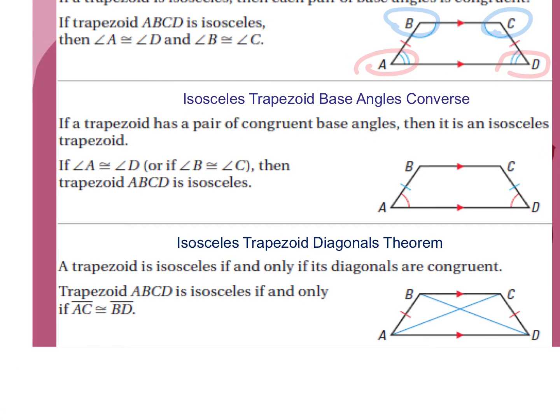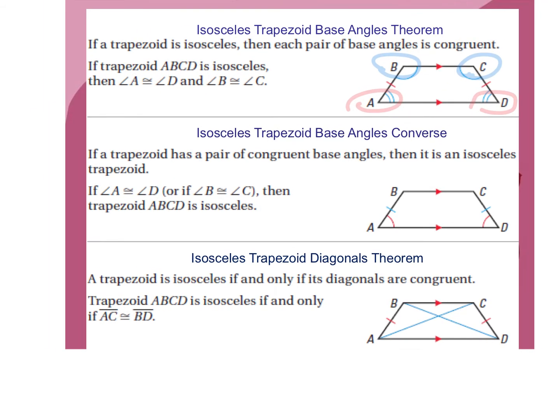And then the isosceles trapezoid diagonals theorem states that a trapezoid is isosceles if and only if, and we could read this both ways, its diagonals are congruent. So the diagonals will only be congruent in an isosceles trapezoid. They are not congruent in just a regular trapezoid. So in this last one, we can see that diagonal AC is congruent to BD because it's an isosceles trapezoid.